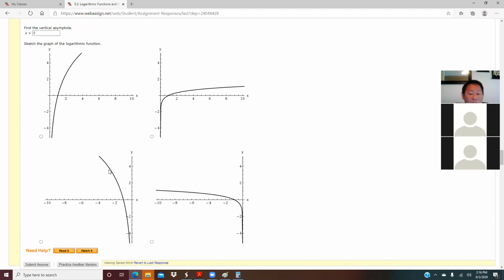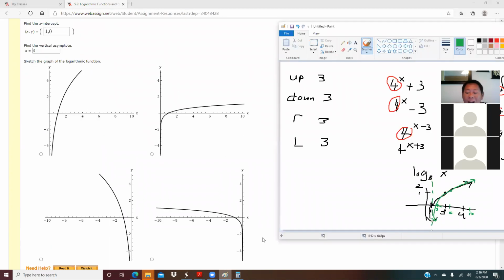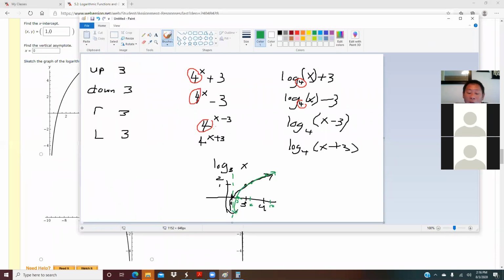And the next thing that you see here is because this is a log base 8. Now remember last time when I did log base 3, I put 3 here. So what happens when you have a log base 8 of x? So you still have 1 here. Can someone tell me what is the next number on the x-axis after 1, for log base 8 of x?